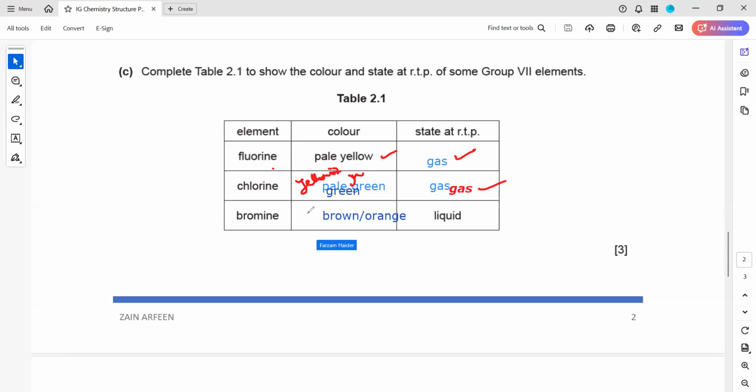And bromine is brown. Bromine itself is brown, but when bromine dissolves in water, it is orange. Aqueous bromine is orange. Brown, red-brown. So we write red-brown and it is a liquid. Red-brown is in the marking scheme, so it should be red-brown. If it was aqueous bromine, orange is not written there, so you're not supposed to write orange. If they say aqueous bromine, bromine in water, then it should be orange.